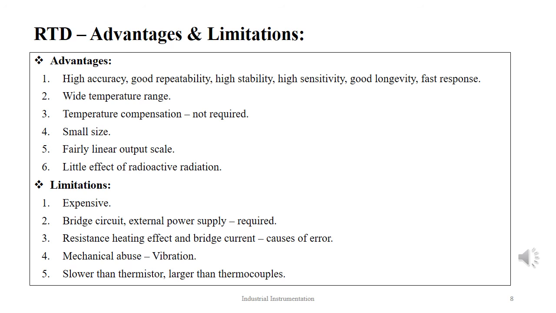However, there are few limitations which are it is significantly costly. The sensor requires both external power supply and a bridge circuit for operation. The resistance heating effect and the bridge current are potential error causing areas. The vibration in the measuring area abuses the sensor mechanically affecting its result. The size is bigger than the thermocouple and the response is slower than the thermistor.